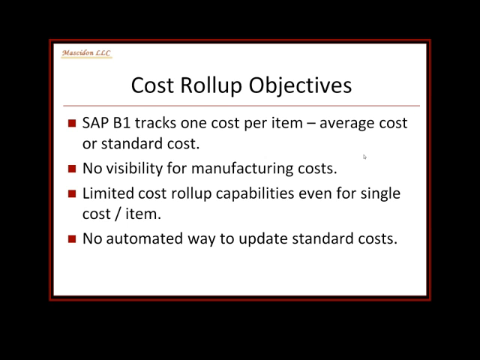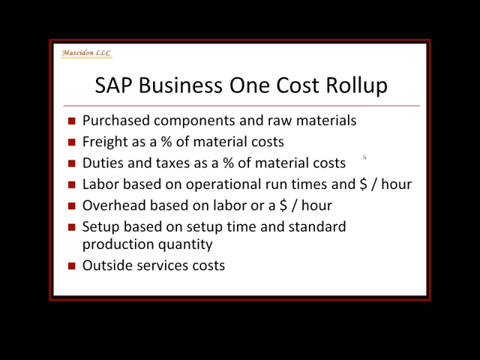SAP Business One tracks only one cost per item, the average cost or the standard cost or FIFO. There's no visibility for manufacturing costs, and there's limited cost roll-up capabilities even for a single cost per item. So this is going to show us an automated way to update standard costs and to do the cost roll-up within a manufacturing environment.